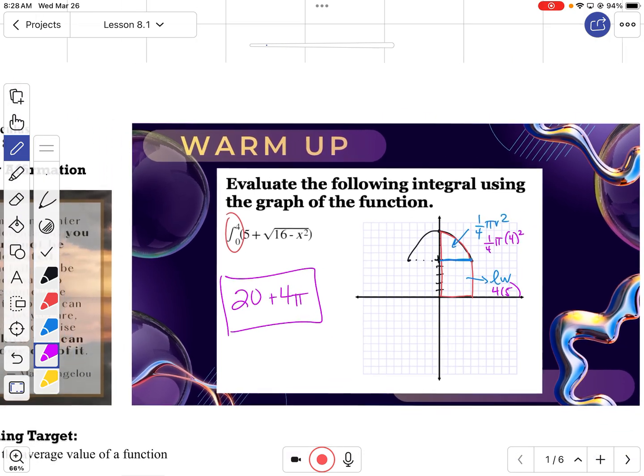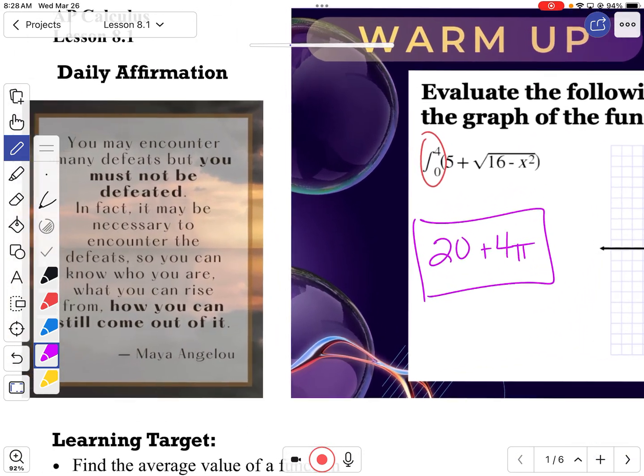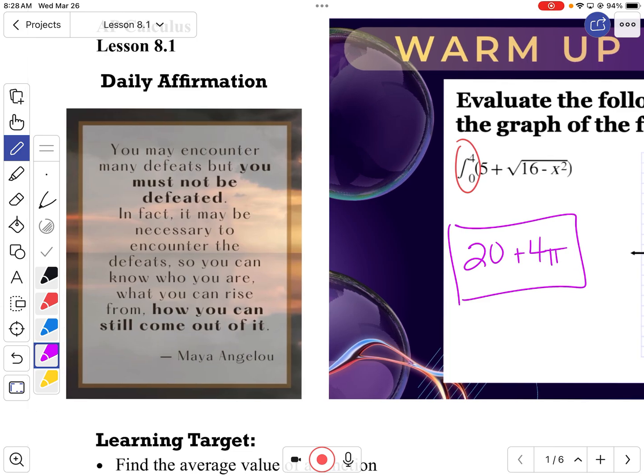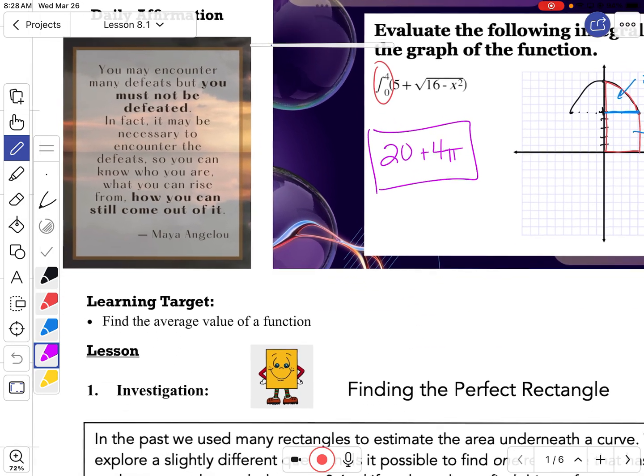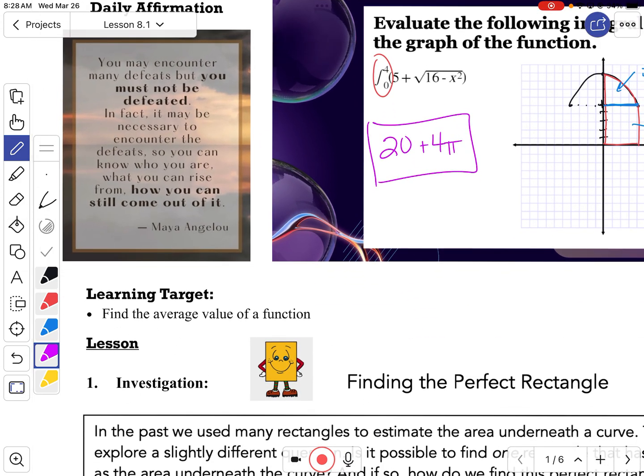Yep. All right, let's look at our affirmation today. It says, you may encounter many defeats, but you must not be defeated. In fact, it may be necessary to encounter the defeat so you can know who you are, what you can rise from, how you can still come out of it. Okay, that's inspiring.